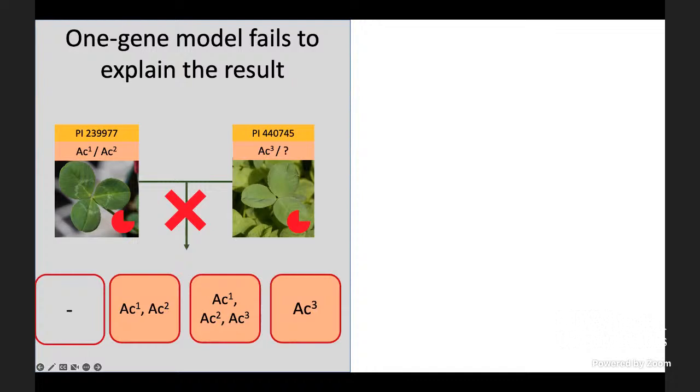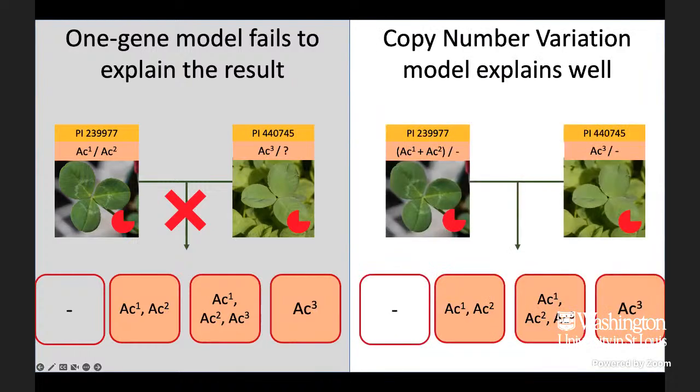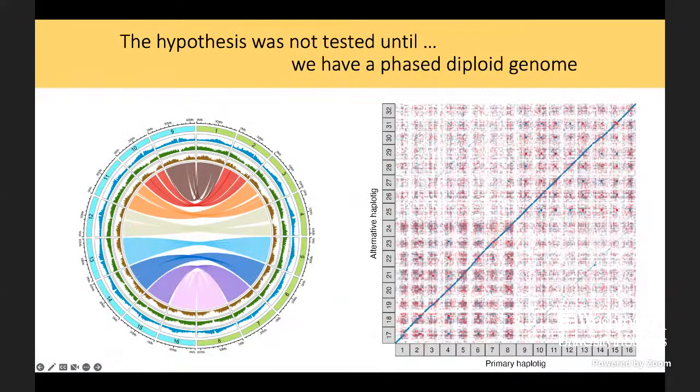So in order to resolve this problem, the young Dr. Olson made a bold move and proposed the copy number variation hypothesis. If we move the alleles into the same place, like AC1 plus AC2, and the other allele is a deletion, then by this model we can explain the result well. And this is a kind of copy number variation. However, this hypothesis has not been tested until we finally sequenced the clover genome.